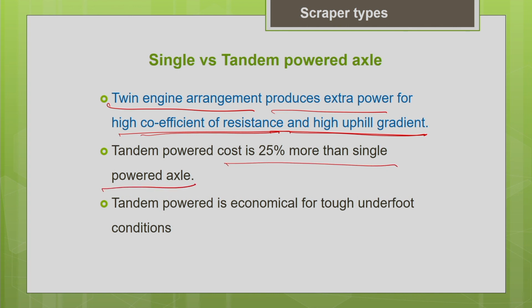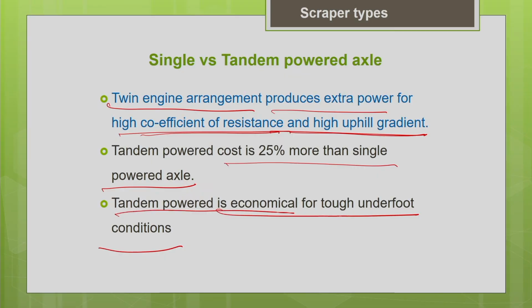But even though the cost is high, it is going to be economical for you for tough underfoot conditions, because in tough underfoot conditions, it can increase the speed of your machine, thereby it increases the productivity and reduces your unit production cost. So that is why I say tandem power is economical for tough underfoot conditions. So based upon your project conditions, you have to make the right choice of your machine.